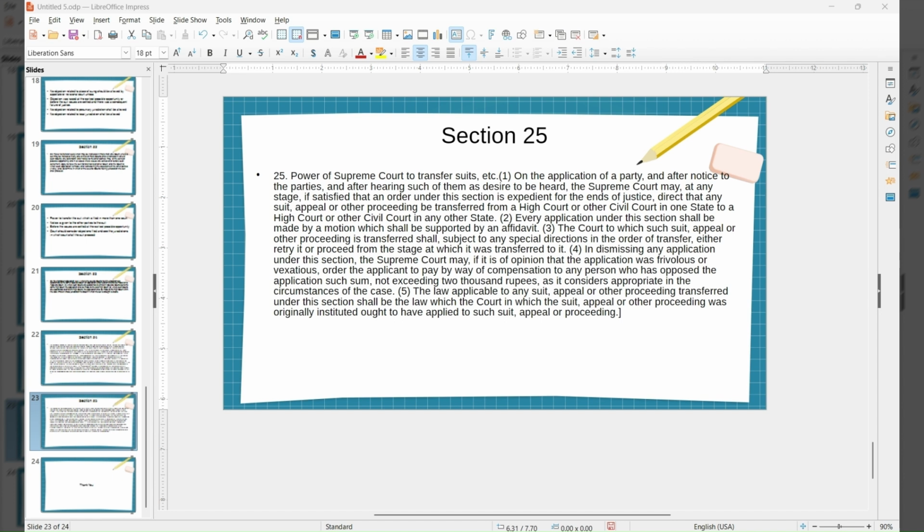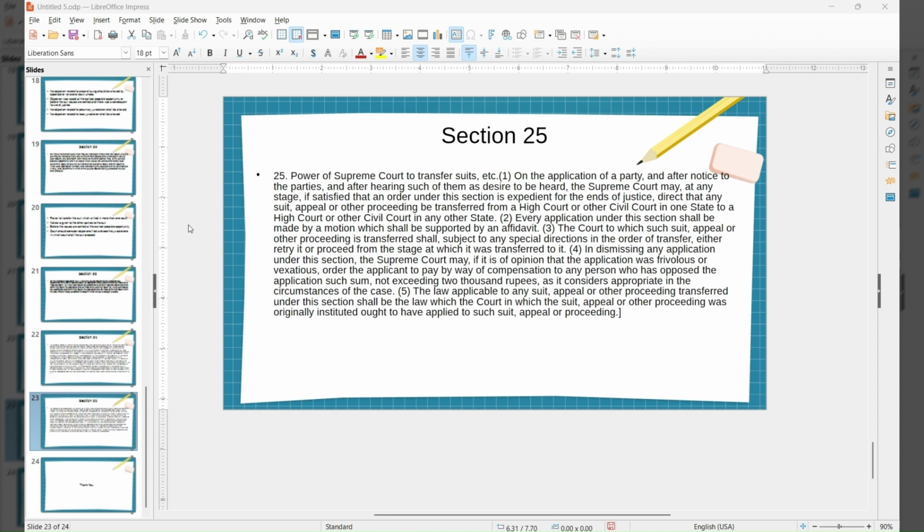Important points: the application must be made by one of the parties, and notice must be given. There might be an application given to the court saying that the case needs to be transferred, and the Supreme Court can step in and take a decision to transfer. But notice must be given to the other party, and both parties must be given a chance to be heard. The Supreme Court can transfer the case at any stage, even at late stages.